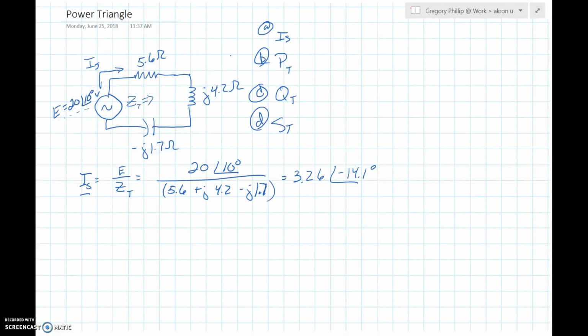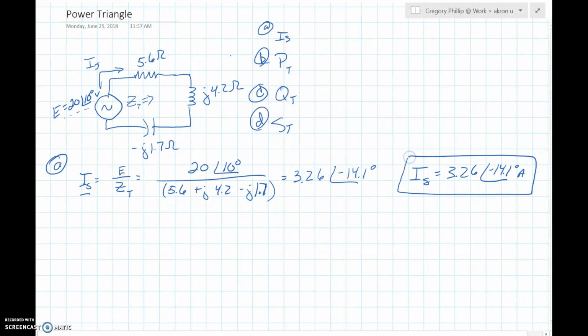So I would write my answer over here on the right hand side. I'm going to put IS equal to 3.26 at an angle of negative 14.1 degrees amps. Don't forget your units. And I'm going to put a box around it.